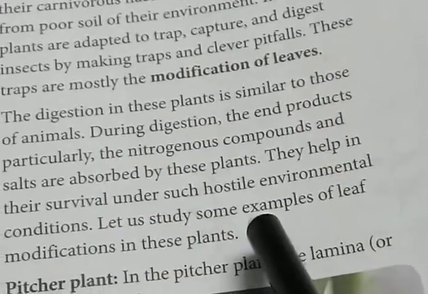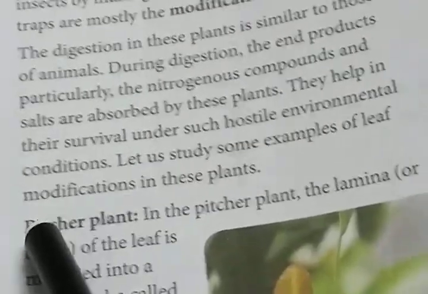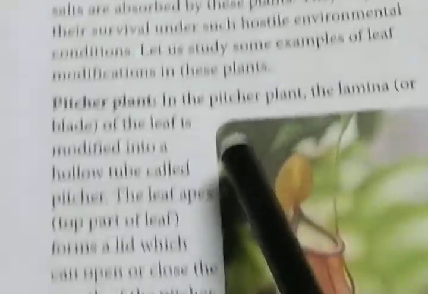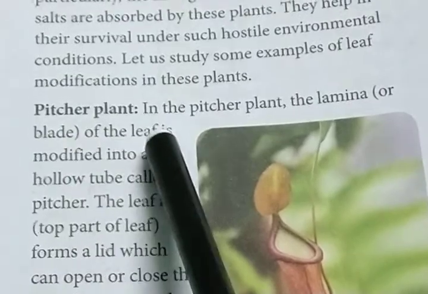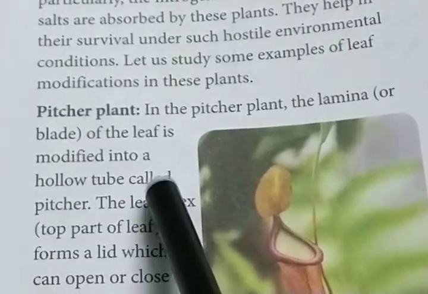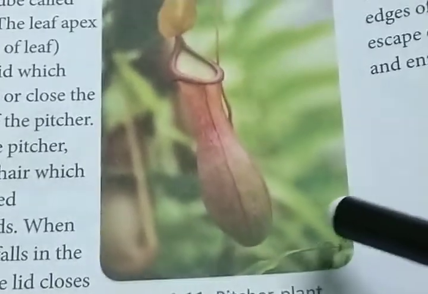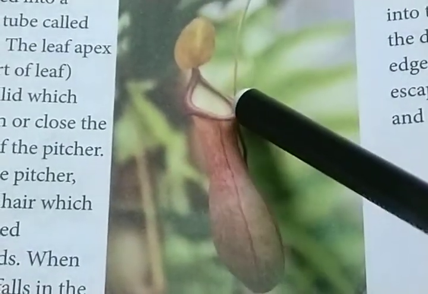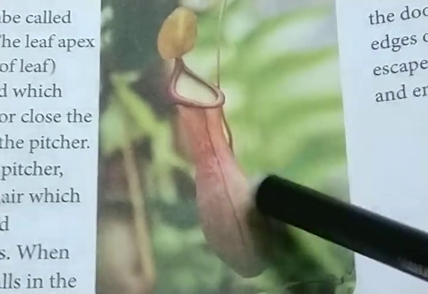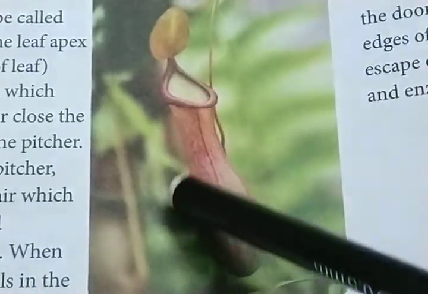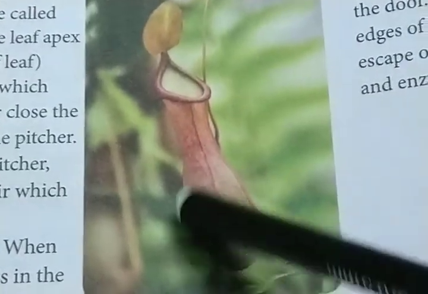Let us study some examples of leaf modification of these plants. First one, pitcher plant. In the pitcher plant, the lamina or leaf blade of the leaf is modified into a hollow tube-like structure, that is pitcher. Look at the picture. The marginal part of the leaf, I mean lamina, turns into a pitcher-like structure. It is the modification of leaves.